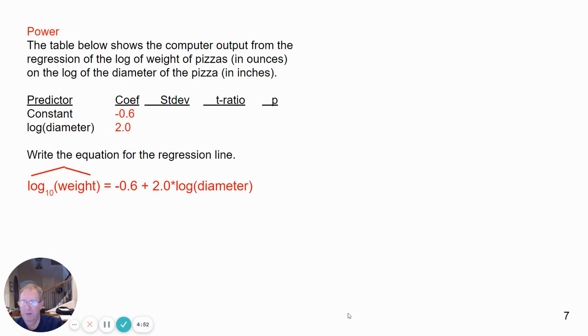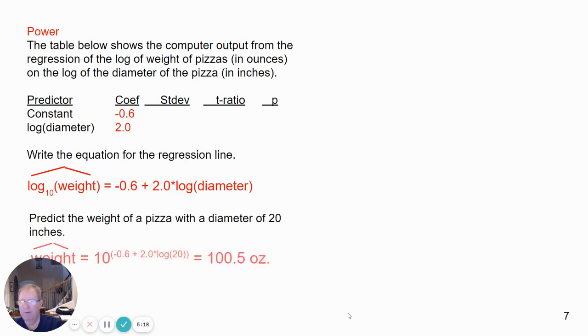And I actually use the names of the variables in there because that adds context rather than putting in the log of y and the log of x. So now I have my transformed equation based on my computer output, and the next thing I need to do is predict the weight of a pizza when the diameter is 20 inches. So basically what I'm going to do is I'm going to put 20 in for the word diameter and figure out what my predicted weight is. So here's my formula. The predicted weight is 10 to the power of minus 0.6 plus 2 times the log of 20. With my calculator, I find that that is equal to 100.5 ounces.